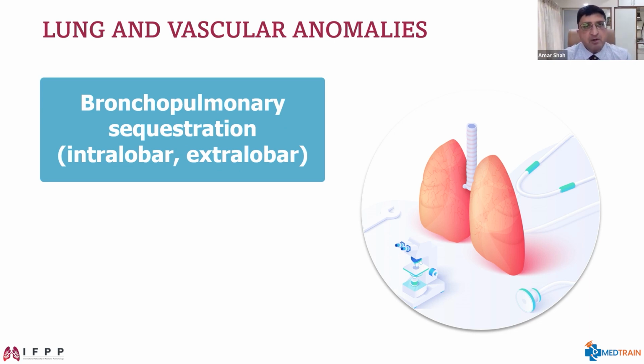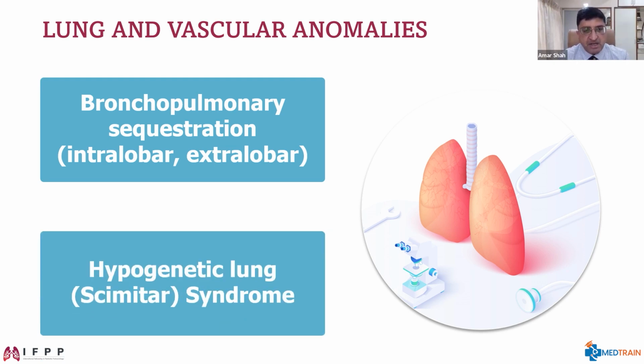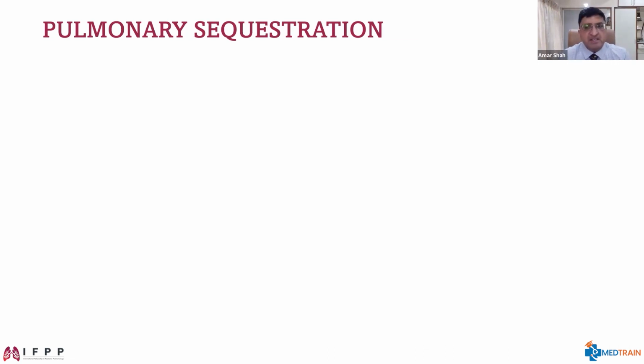Now we come to the second group, which is the lung and the vascular anomalies. This is a relatively small group, and it contains mainly 2 pathologies. First is bronchopulmonary sequestration, which could be intralobar or extralobar, and hypogenetic lung, which is also called scimitar syndrome. So let's discuss pulmonary sequestrations.